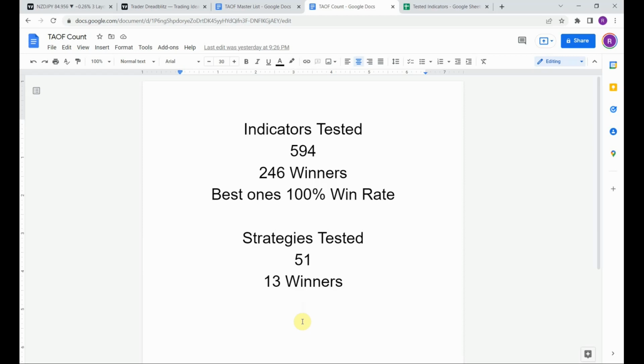Now you need to go back and watch those videos to understand the context of how they were able to achieve that. So go back and watch those videos and see what you can get out of those winning indicators. And keep in mind that we test all these strategies and indicators on the Forex market, but they can be applied to just about any market universally.